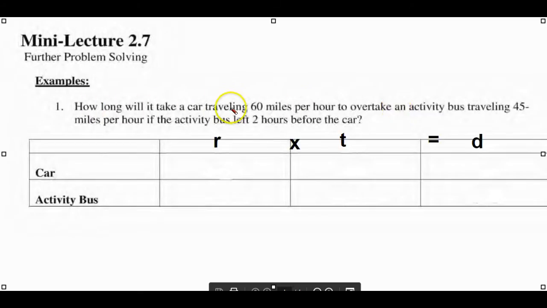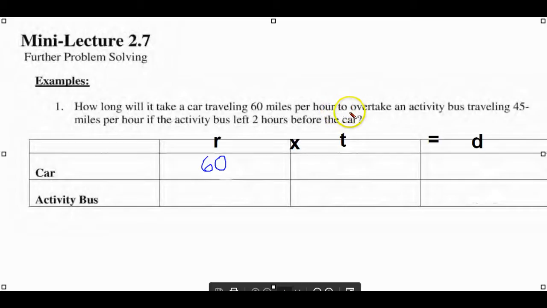How long will it take a car traveling 60 miles an hour to overtake an activity bus traveling 45 miles per hour if the activity bus left 2 hours before the car? Okay. So they're suggesting in this chart, and I organized it a little bit differently, what is the rate of the car? Well, 60 miles per hour.